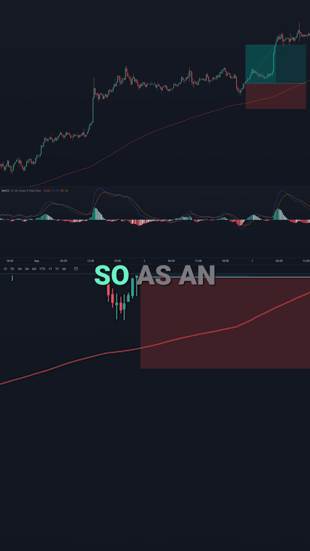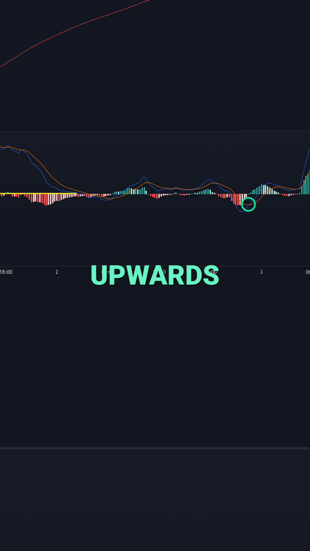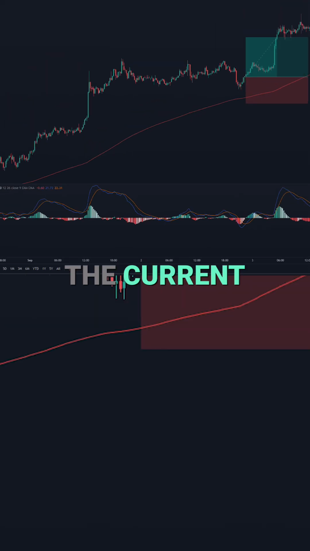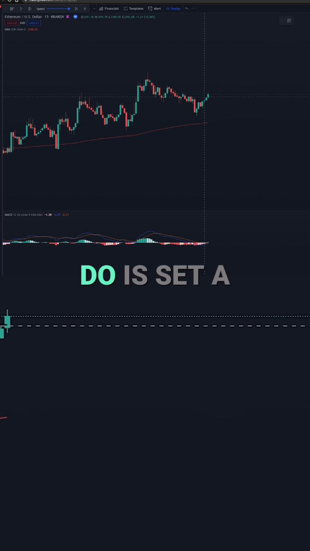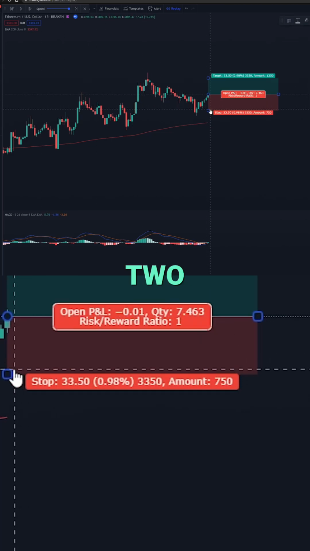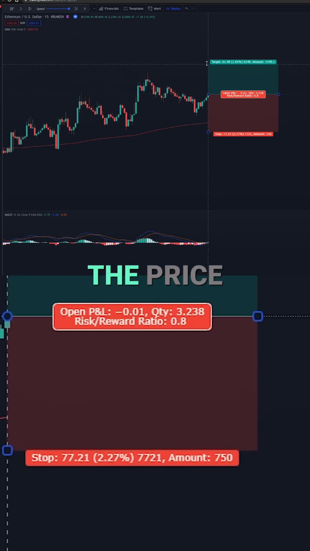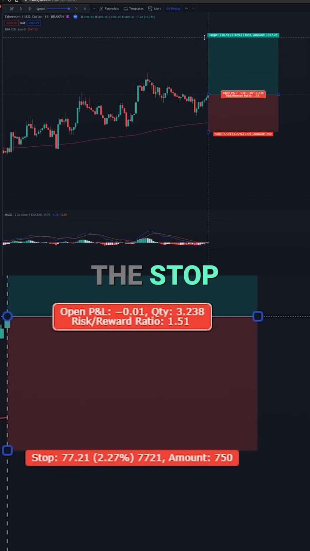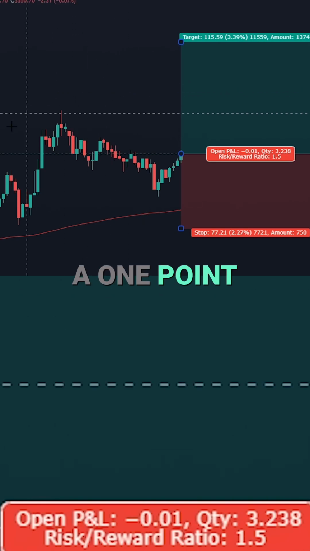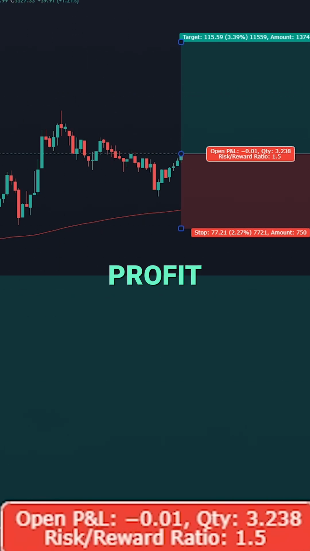zero line. So as an example, we would want to enter a long trade right here because the MACD lines are crossing upwards below the zero line and the current price is above the 200-day moving average. Now what I like to do is set a stop loss below the 200-day moving average. So the 200-day almost acts as a wall that the price has to break through to hit the stop loss. Then I like to have a 1.5 profit ratio for my profit target mark.